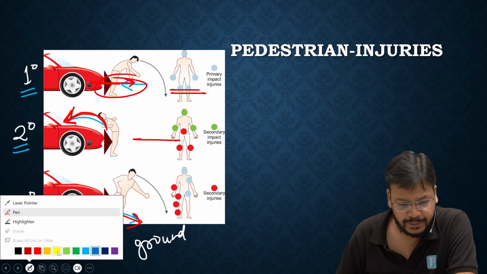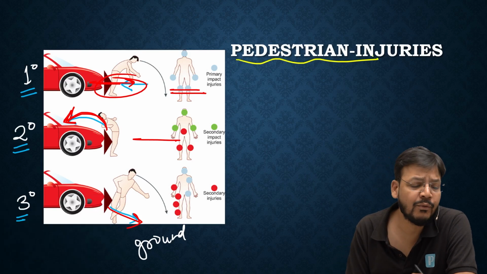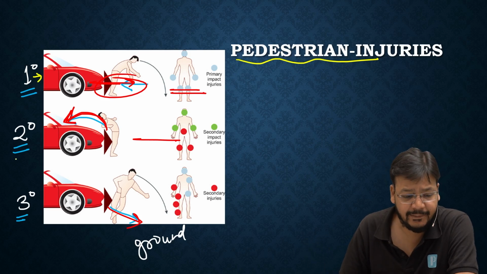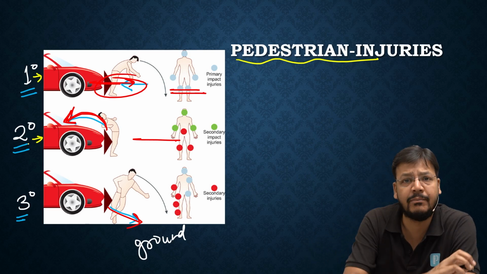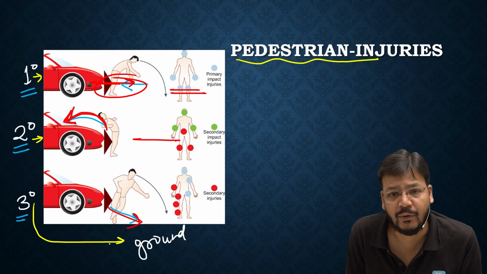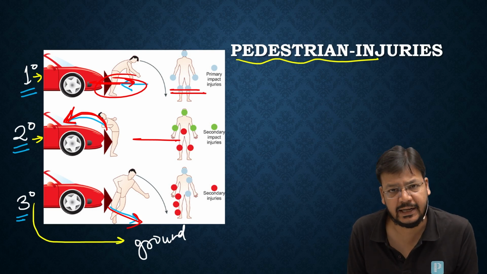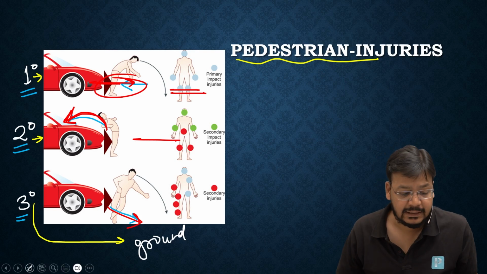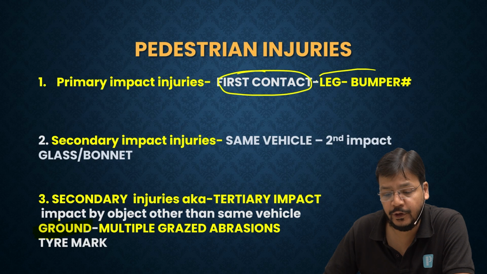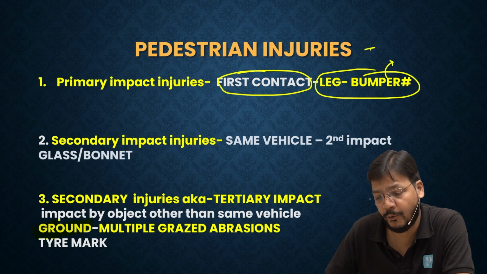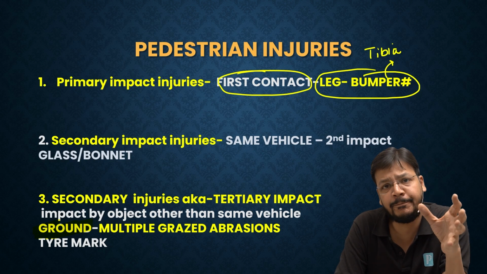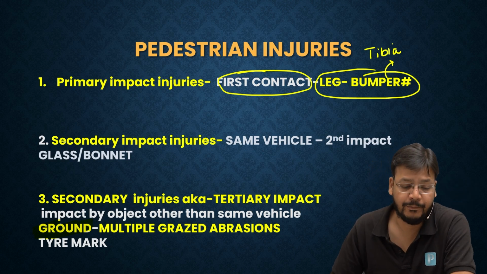Now we are coming to pedestrian injury. If you are walking and you are hit, this is primary impact, direct hitting. When you come over the bonnet, it is secondary impact. Tertiary impact, you are hitting on the ground. The primary impact is the first contact over the leg, that will produce bumper fracture of the tibia bone.